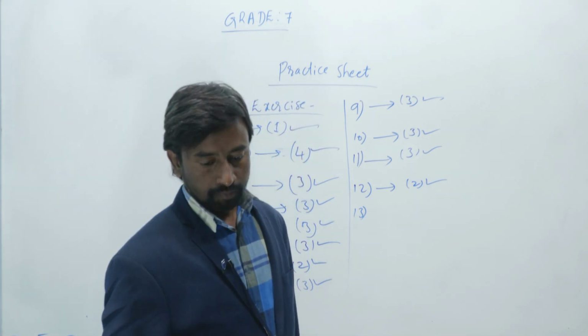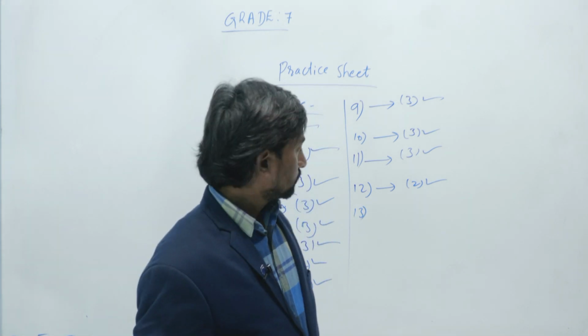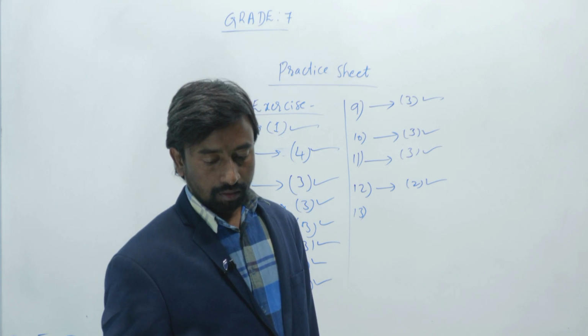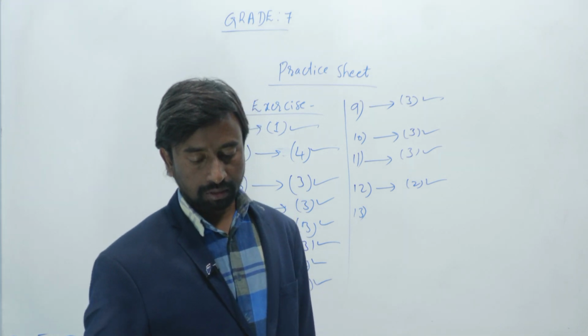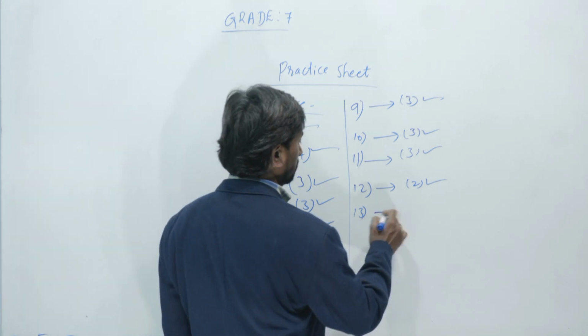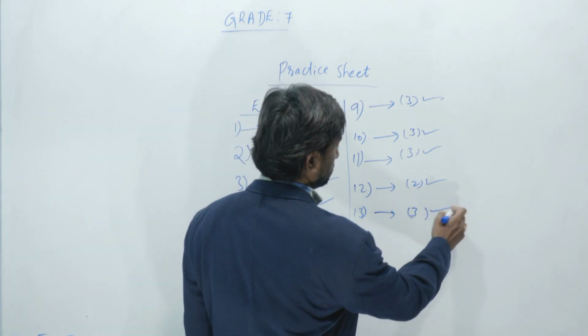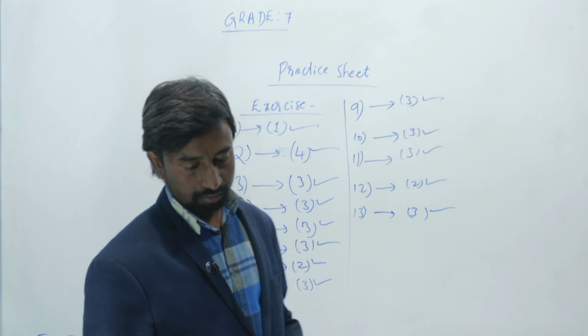Next one, the 13th one. A gun recoils after firing due to Newton's third law. So that is also option 3, Newton's third law of motion.